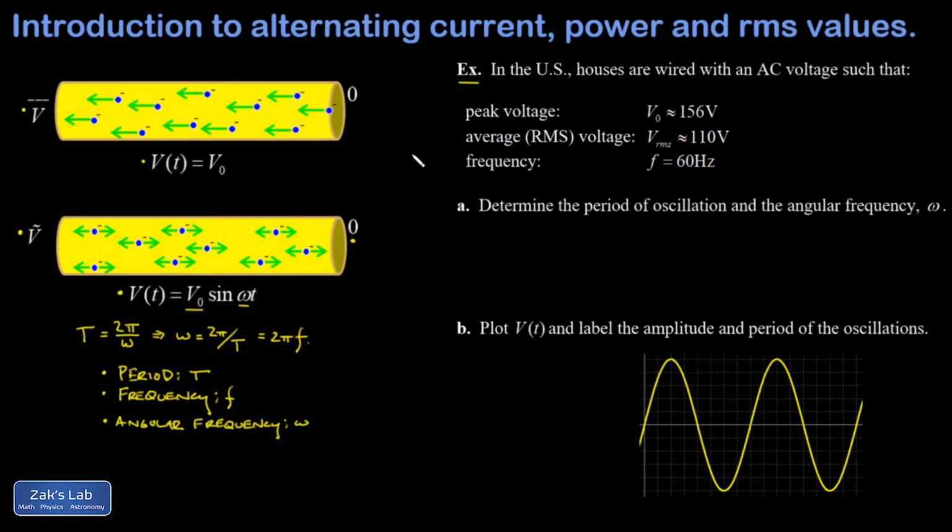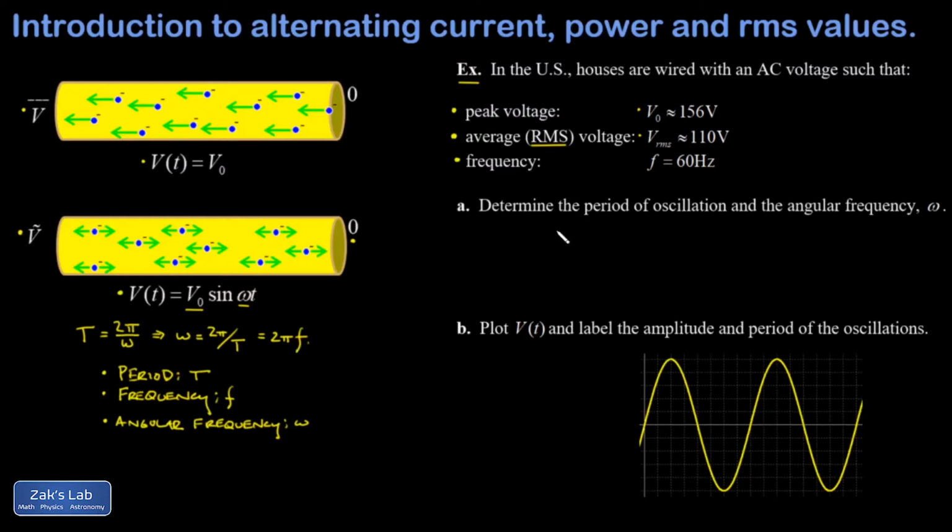So in the United States, houses are wired with an AC voltage such that the peak voltage is 156 volts. The average voltage, which is also called the RMS voltage, is typically around 110 to 120, so I'm just putting 110 here. And I'll talk about how that's computed from the peak voltage a bit later in this video. And then the frequency of this oscillating voltage is 60 hertz, or 60 oscillations per second.